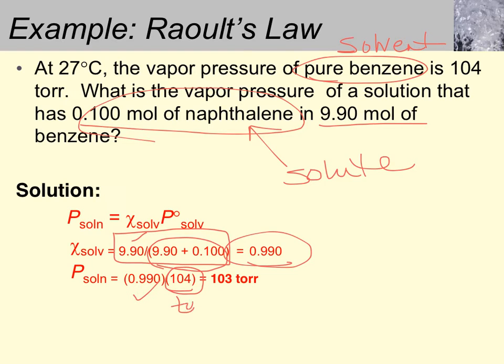Okay, torr, that's the pressure of the pure solvent. So it only lowers it by 1 torr, but that's the new vapor pressure.